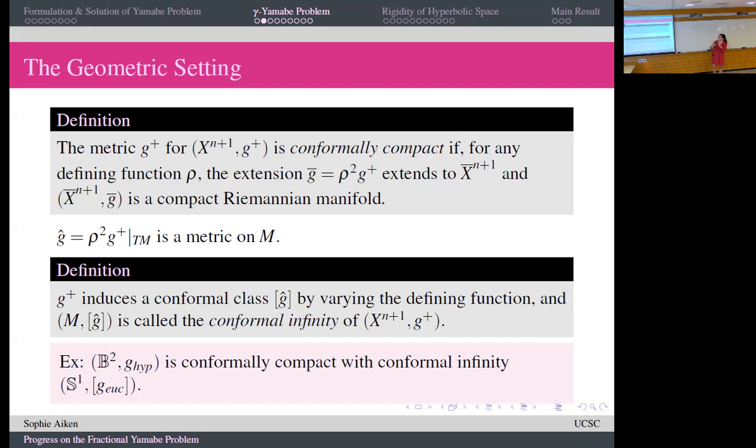So now if I look at my boundary M with the entire class of conformal metrics, that defines our conformal infinity. And returning to our example here, we see that our ball with the hyperbolic metric is conformally compact, with the conformal infinity being exactly that boundary S1 and the conformal class of all metrics conformal to the Euclidean metric.